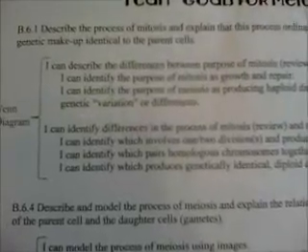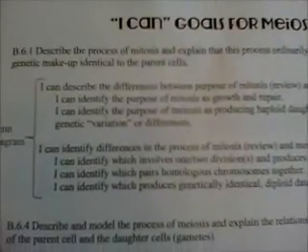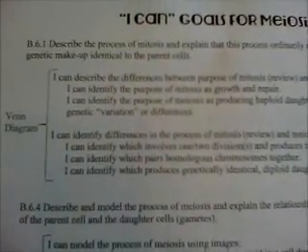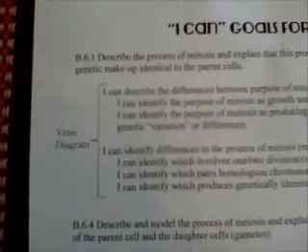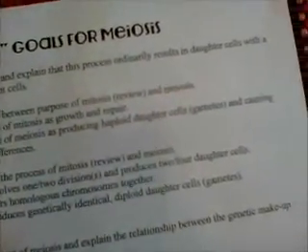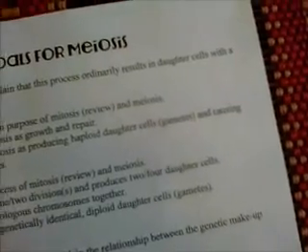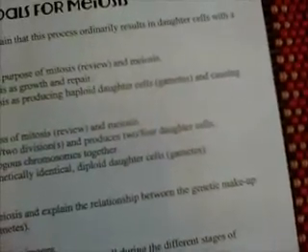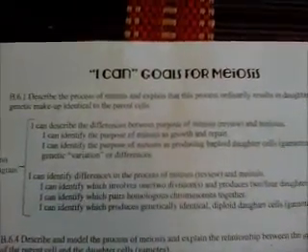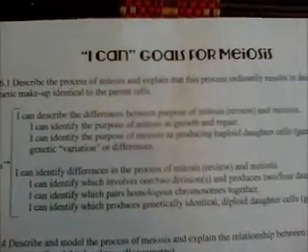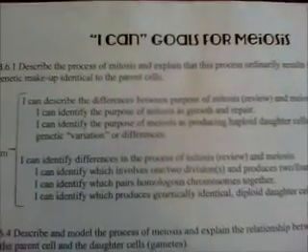the students. So I have taken that standard and kept the same ideas but broken it down into two classroom standards. First, I can describe the differences between the purpose of mitosis and meiosis. Second, I can identify differences in the process of mitosis, which is a review, and meiosis. Those are much more approachable from the student's point of view. I'm sorry, I read meiosis earlier, it is mitosis.